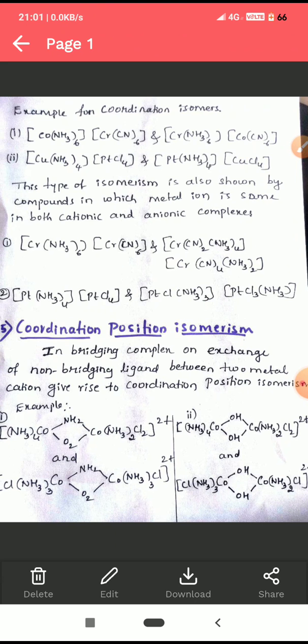In the next class, we are going to study stereoisomerism. In stereoisomerism, again there are two types, geometrical isomerism and optical isomerism. Geometrical isomerism is seen with coordination numbers 4 and 6, and optical isomerism also with coordination numbers 4 and 6. Okay, thank you.